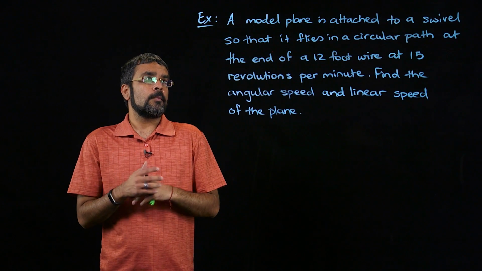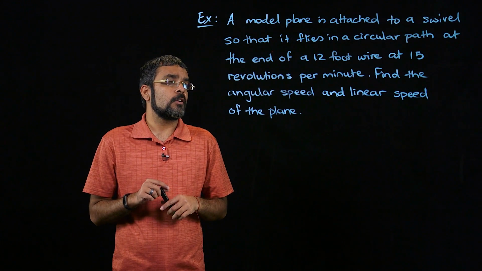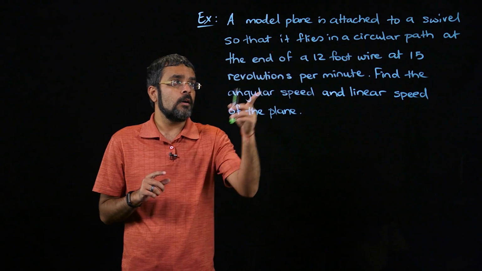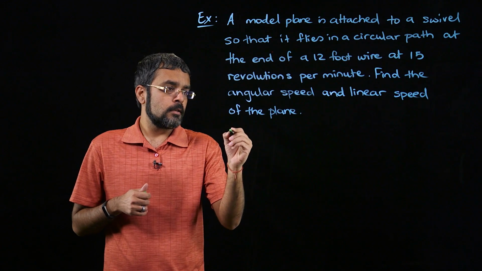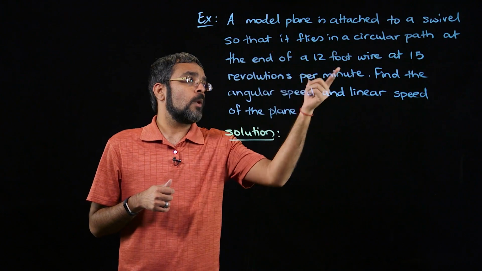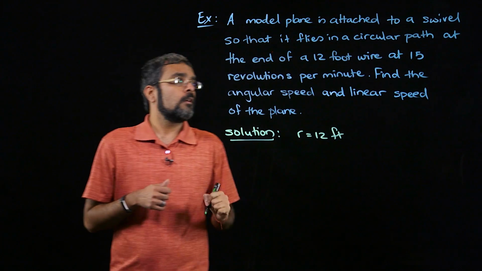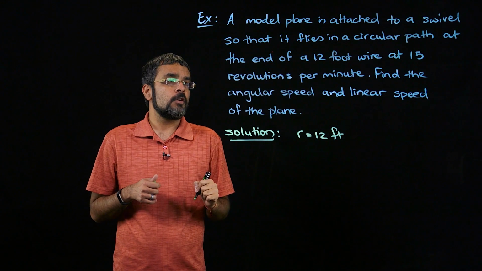All right, so let's look at this word problem. It says a model plane is attached to a swivel so that it flies in a circular path at the end of a 12-foot wire, which means for us that the 12-foot wire represents the radius, okay, and at 15 revolutions per minute.